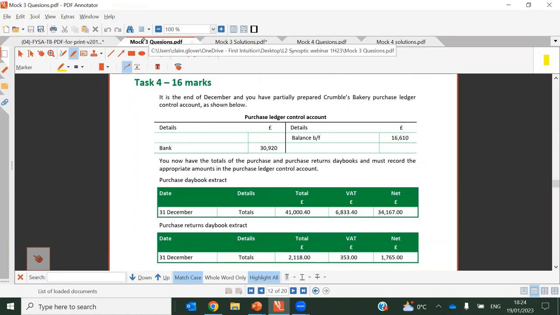So, starting with mock 3, task 4, let's have a look at actually how this is done in an example. So it is the end of December.